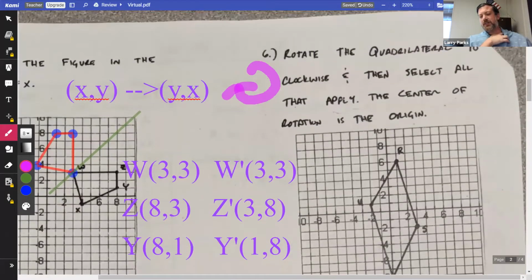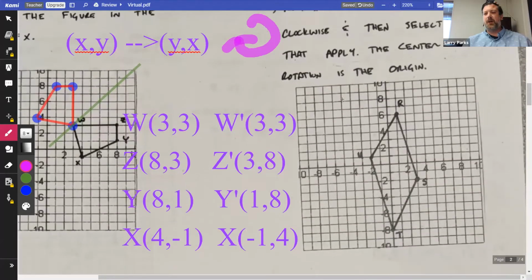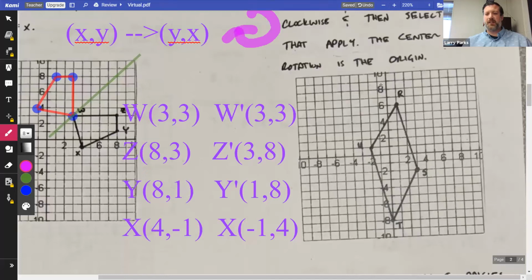Now, remember when you rotate 90 degrees, the y and the x flip directions. So like R's here is going to end up down here. S is going to end up over here. T is going to end up on the x-axis. And M is going to end up over here. So I would kind of follow the same steps.